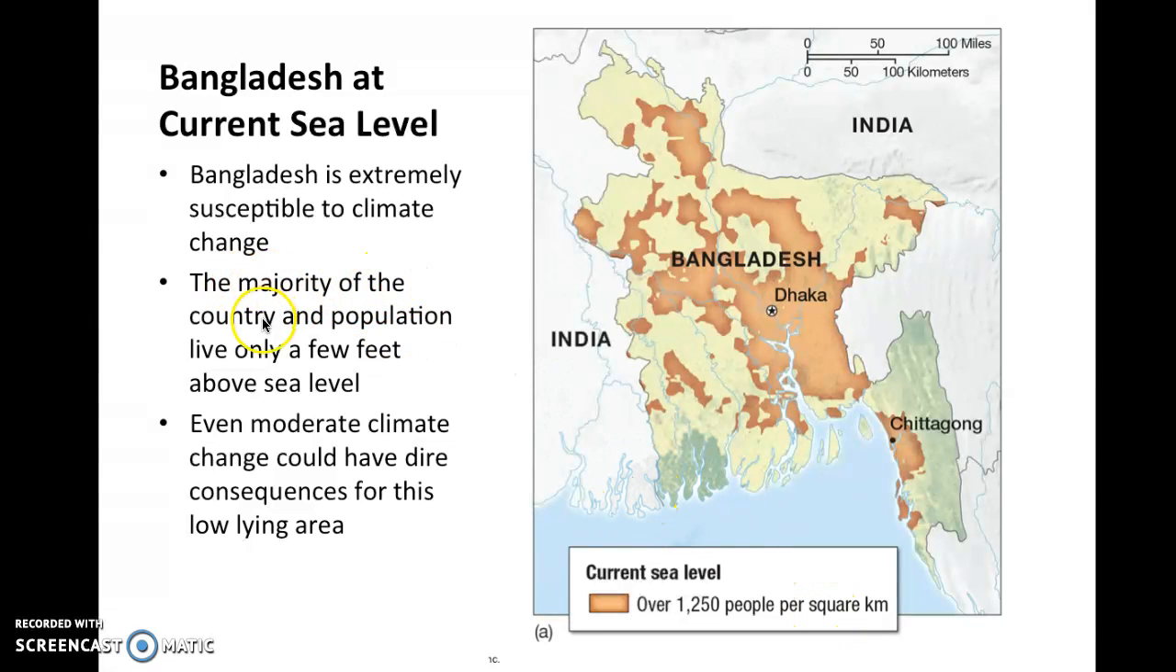The majority of the country and the population live only a few feet above sea level. As you can see, this river here, this is a huge delta. This whole region here is a huge delta. And even moderate climate change would have dire consequences for this low-lying area.